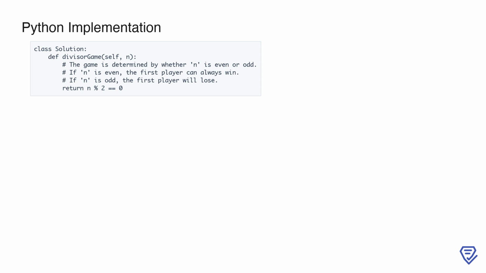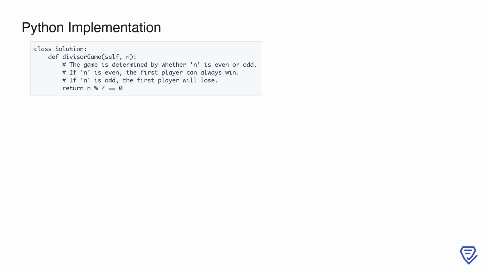Conversely, if n is odd, the first player cannot win. Any divisor of an odd number is odd, and subtracting an odd divisor from an odd number results in an even number. This means the second player will always start their turn with an even number and can use the same strategy described earlier to force the first player into losing.